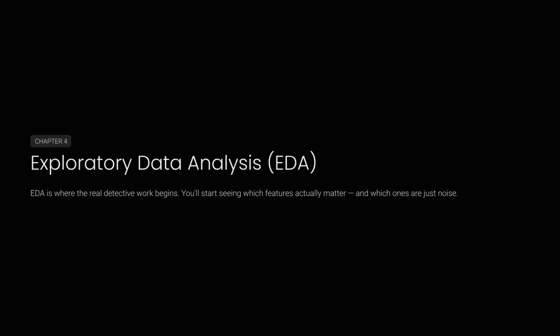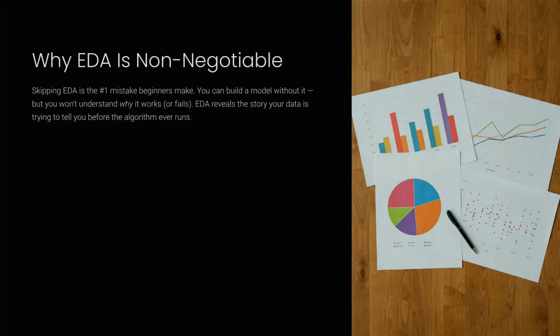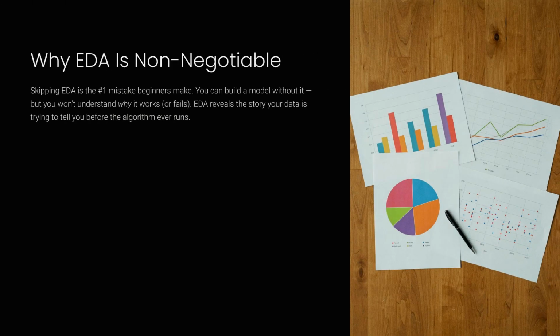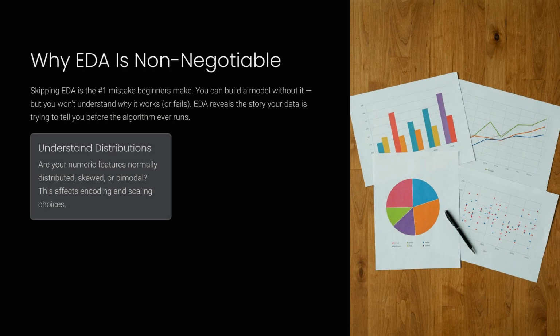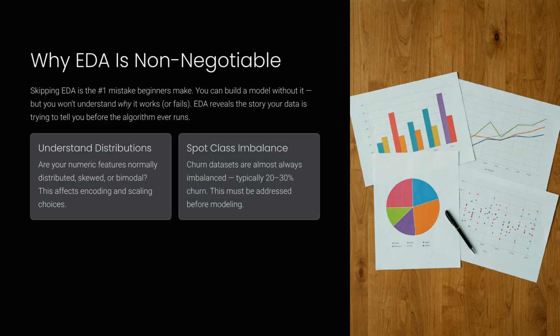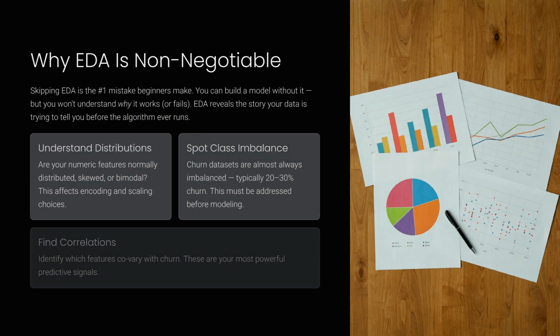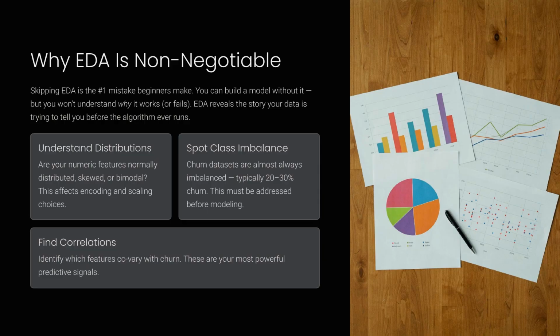Now we reach Chapter 4, Exploratory Data Analysis. This is where the detective work begins, helping you determine which features are strong signals and which are just noise. EDA is non-negotiable. It allows you to understand data distributions, spot class imbalances, which are common in churn datasets, and find correlations between features and your target variable.